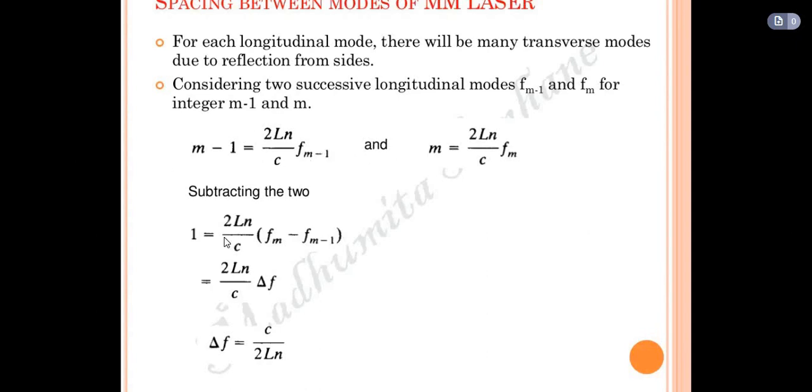If you subtract, the m terms get cancelled. Here I'll get 1, and 2 L n by c is common. Here I'll write f_m minus f_(m-1). What is this called? The change in frequency, f_m minus f_(m-1), is delta f. So delta f equals c by 2 L n, with uppercase L and small n. That's how we can obtain the spacing between the modes of a multi-mode laser. That's how we can find the values by using multi-mode lasers.